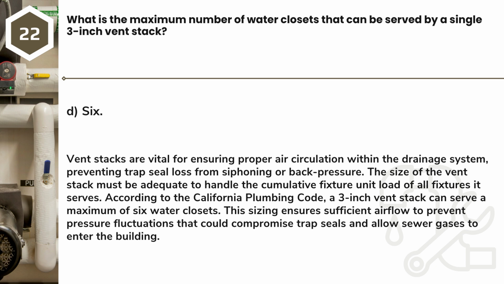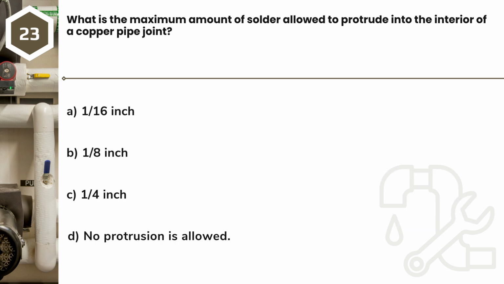Question 23. What is the maximum amount of solder allowed to protrude into the interior of a copper pipe joint? A. 1/16 inch. B. 1/8 inch. C. 1/4 inch. D. No protrusion is allowed.